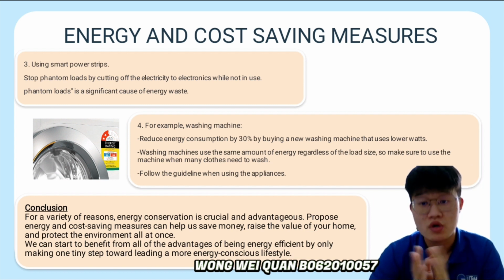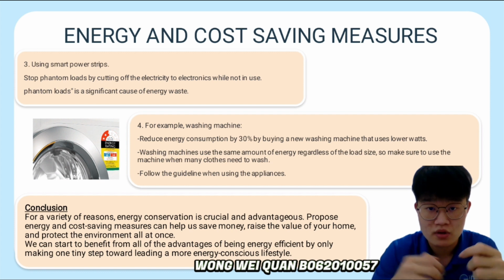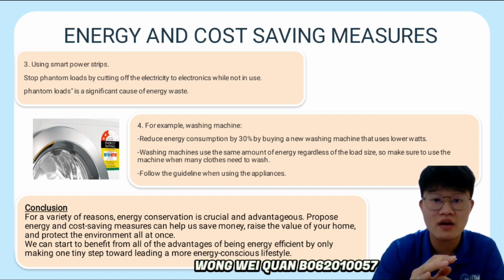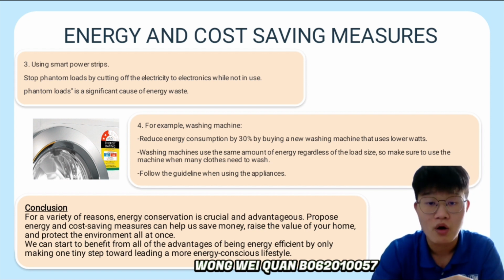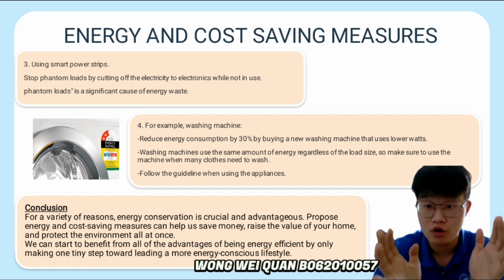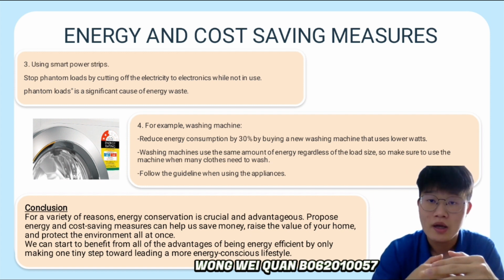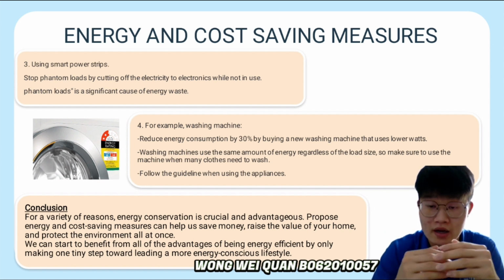For example, washing machine. It is said that you can reduce energy consumption by 30% by buying a new washing machine that uses lower watts. Another point is that a washing machine uses the same amount of energy regardless of the size of the load, so make sure to use it when many clothes need washing. Following the guidelines when using appliances is also another method to save energy cost.